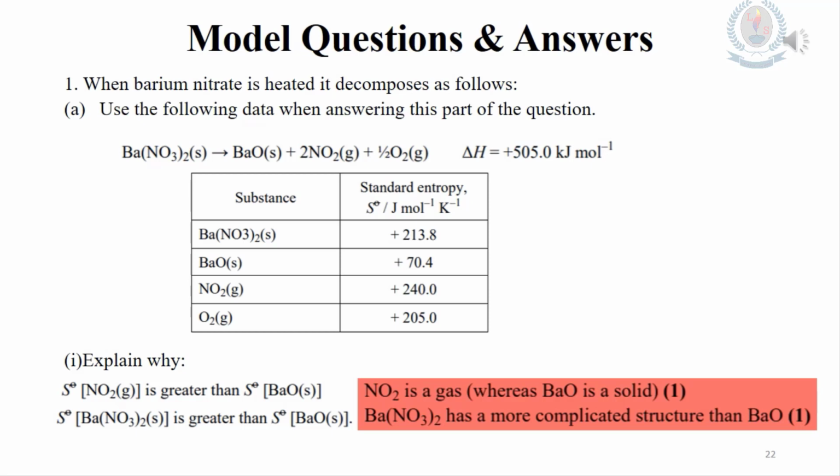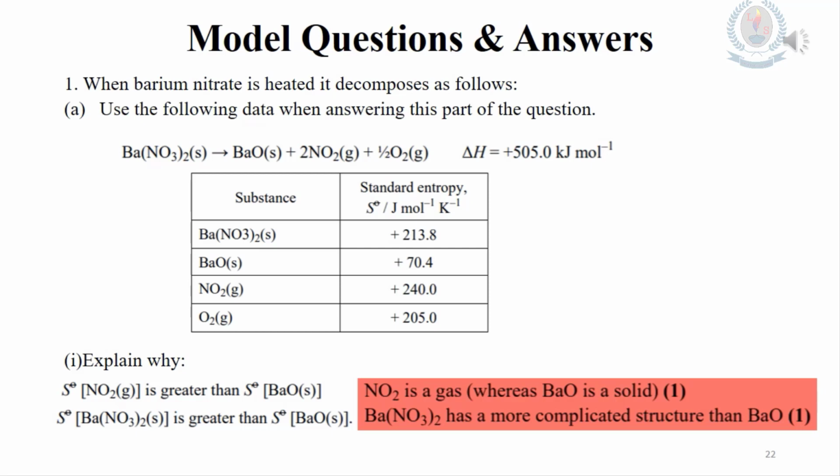Now we will discuss module questions and answers. Question number 1. When barium nitrate is heated, it decomposes as follows. Barium nitrate decomposes to barium oxide solid, nitrogen dioxide gas and oxygen gas. Here they are giving delta H value plus 505 kilojoule per mole, and they are giving entropy values for each of the substances.